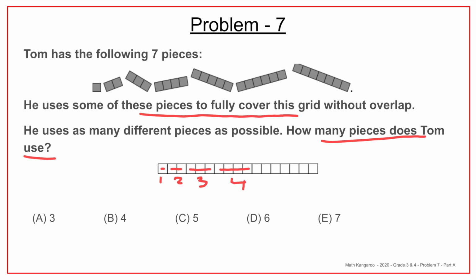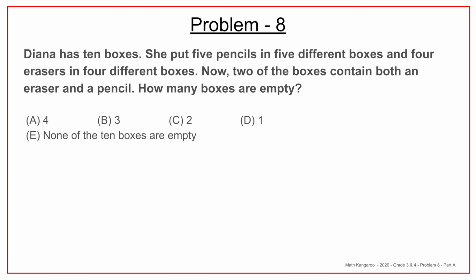We cover 4, and let's see how much is left. 1, 2, 3, 4, 5, 6, 7, and then we cover a 7 to just cover everything and not overlap. So how many pieces in total did we get? 1, 2, 3, 4 and 5 pieces. So we can use 5 pieces in here, and our answer is option C, 5. Good. Let's move on to another problem now.